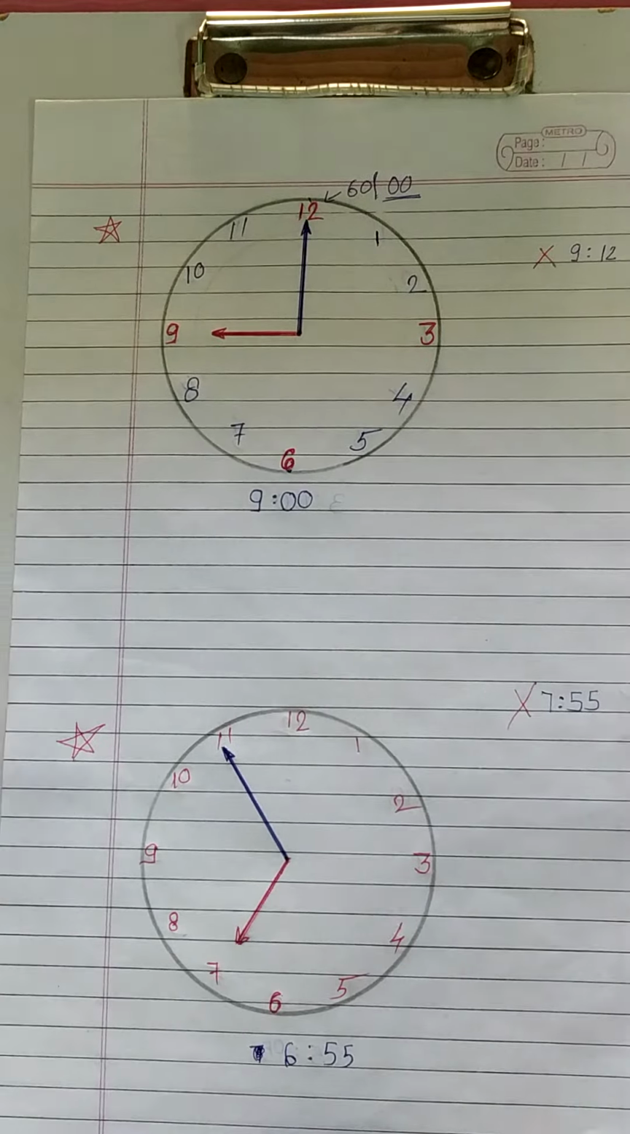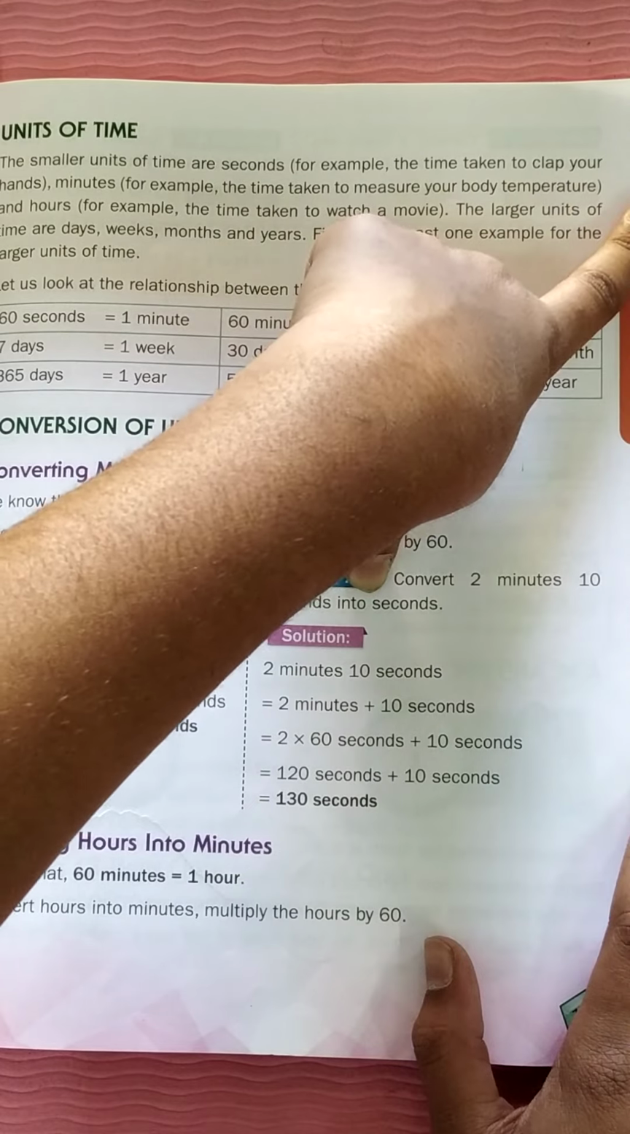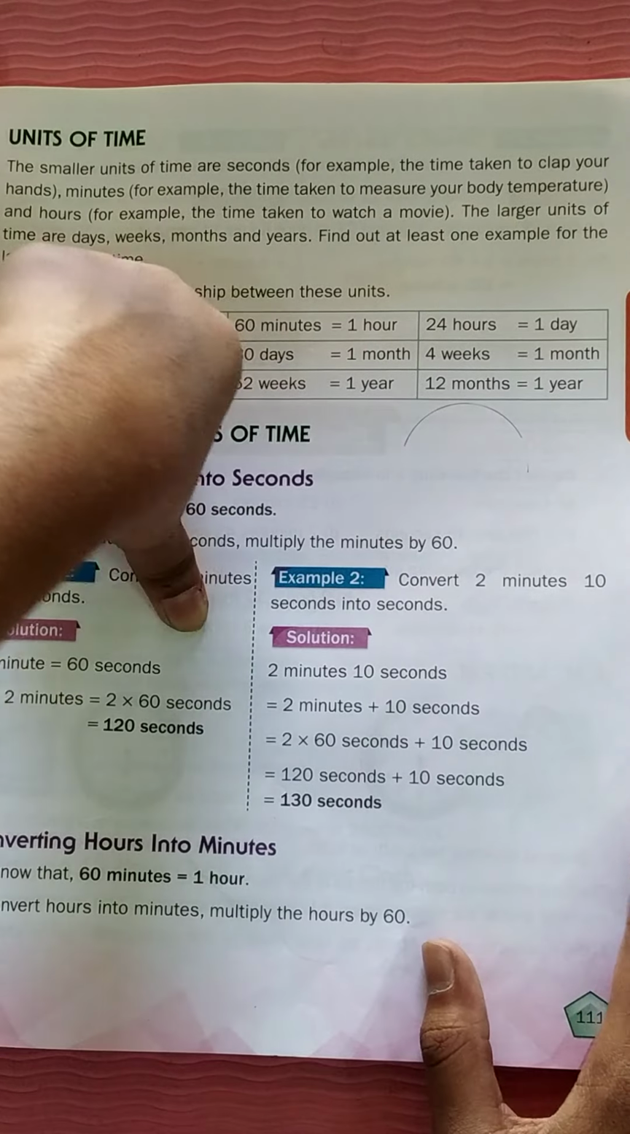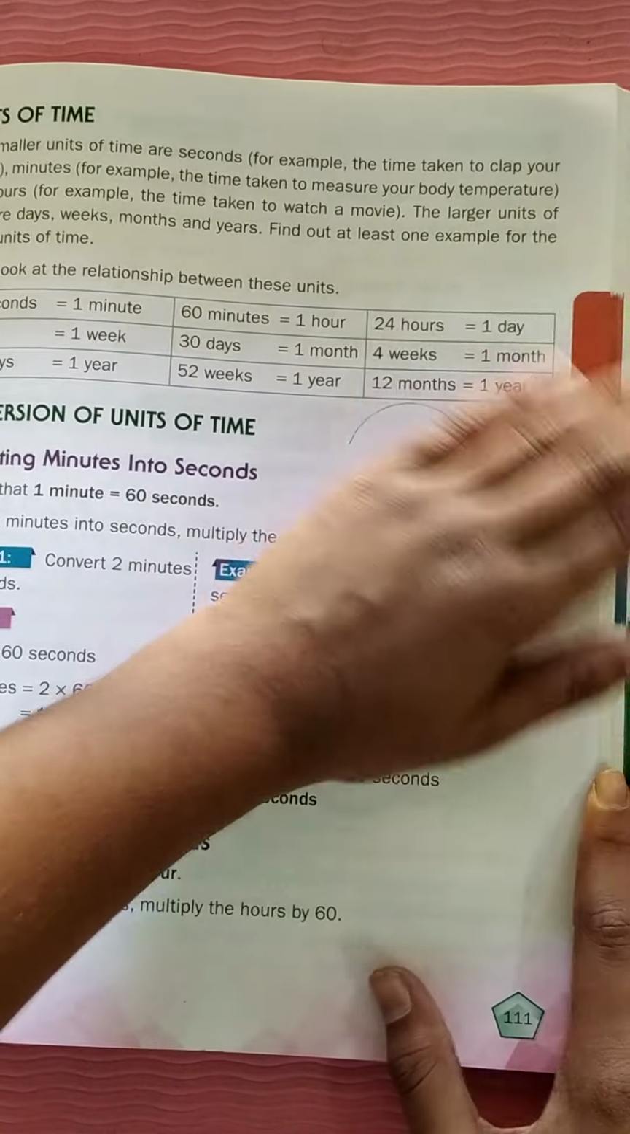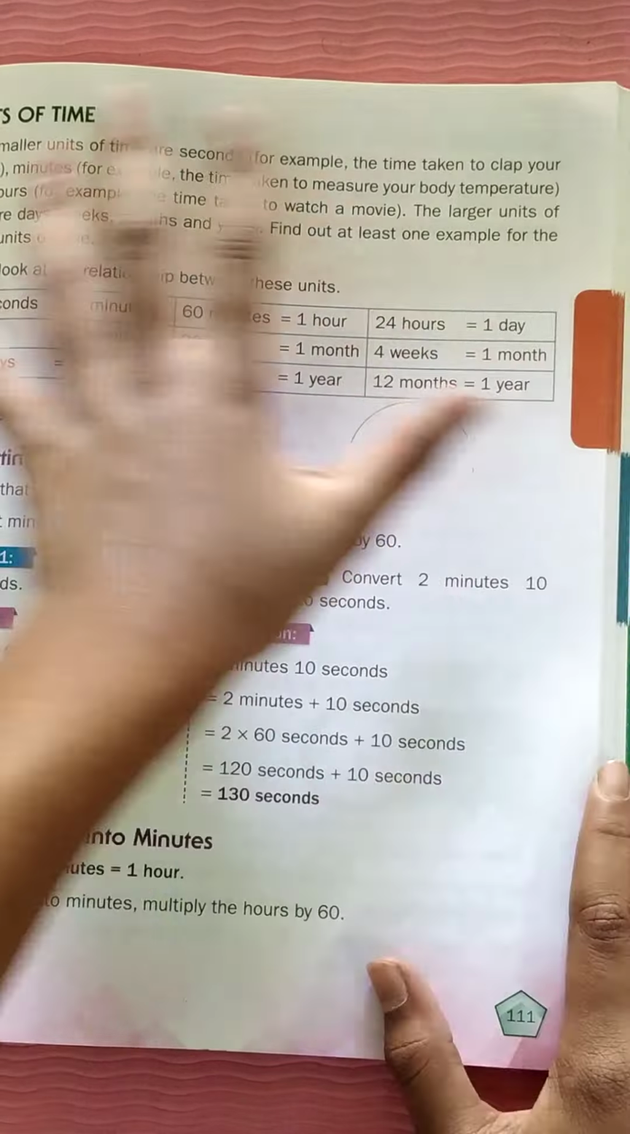Okay, so see, the smaller units of time are seconds, for example, the time taken to clap your hands; minutes, for example, the time taken to measure your body temperature; and hours, for example, the time taken to watch a movie. The larger units of time are days, weeks, months, and years. Find out at least one example for the larger units of time.